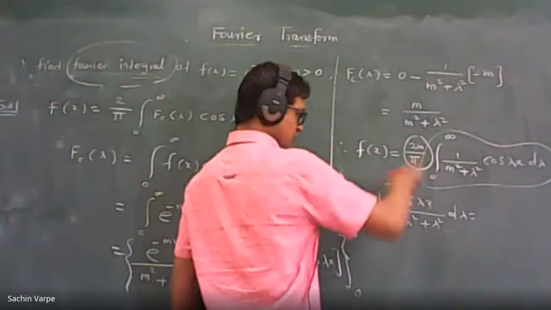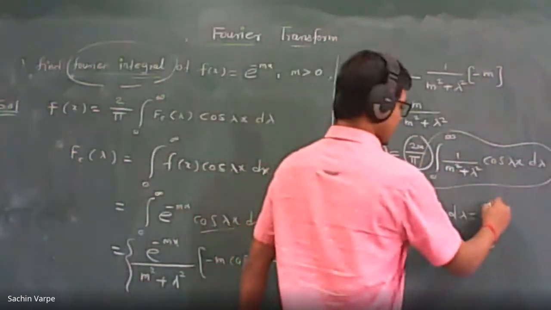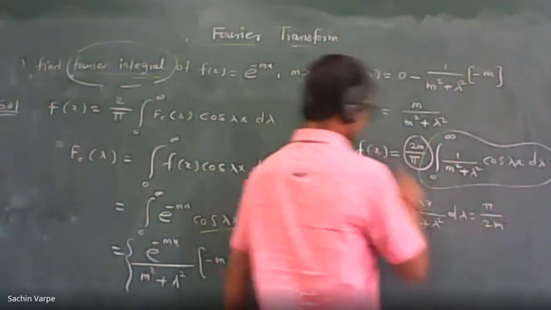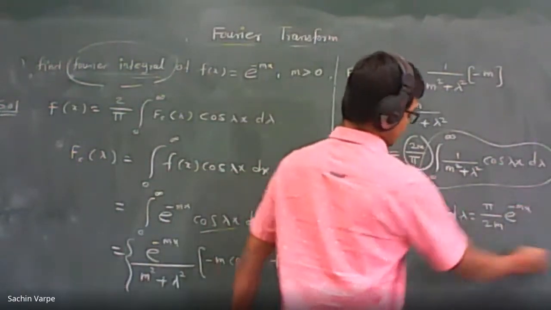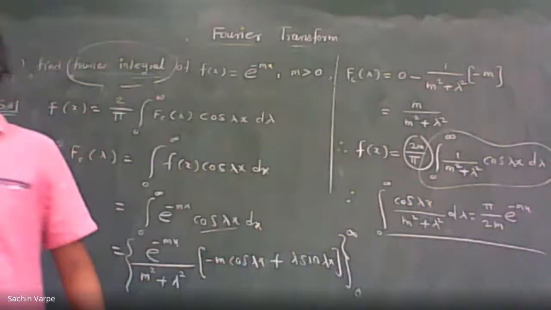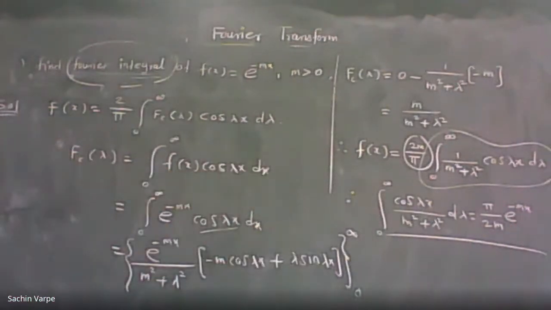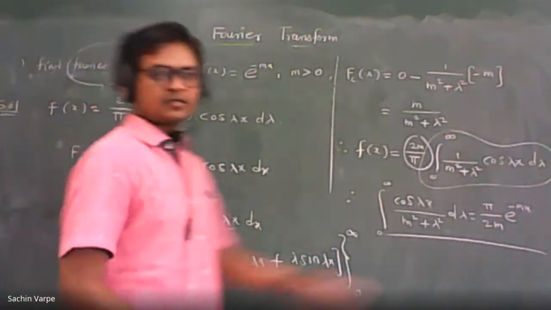I am taking it to the left hand side. So pi upon 2m, and this f(x) is nothing but our original given function, e to the power minus mx, and that is what we have been asked to evaluate. So we have been asked to prove that, isn't it? That is the required result. You can check.